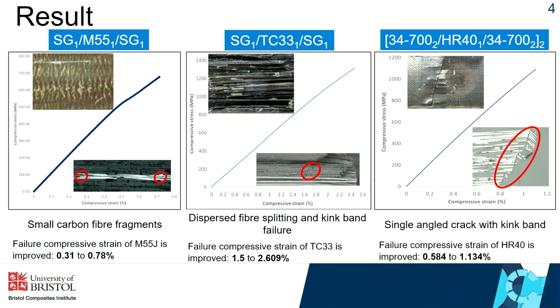And the last one is the carbon-carbon hybrid composite, which contains HR40 and 34700. You can see the failure trend is nonlinear as well, but the failure, as you can see in the presentation, is a single angle crack and evidence of kink band. And this material has its failure strain improved from 0.58% to 1.13%.